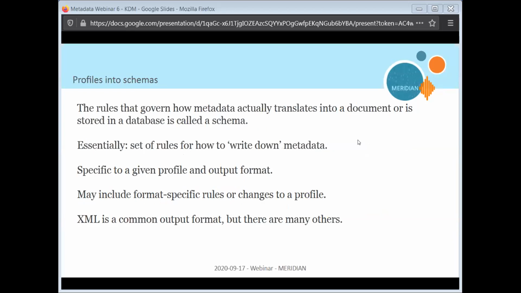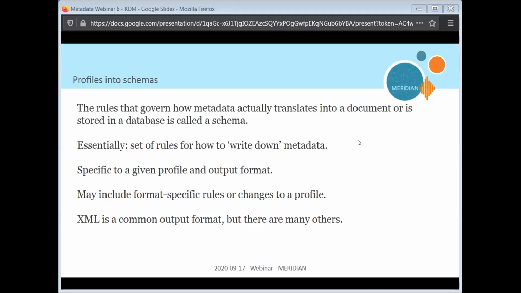And then once we start talking about actually writing down metadata, we create what I call a metadata document, using a set of rules called a schema. Schemas are specific to profiles and an output format. And they might include changes that satisfy things in that output format. And sometimes they can even include small changes to a profile, usually with conditionality. A profile might have a complex rule system for, this field appears when XYZ happens, but a schema might not be able to check if that's always true.